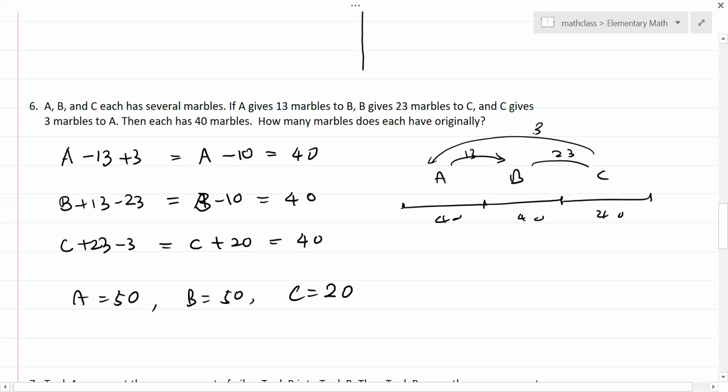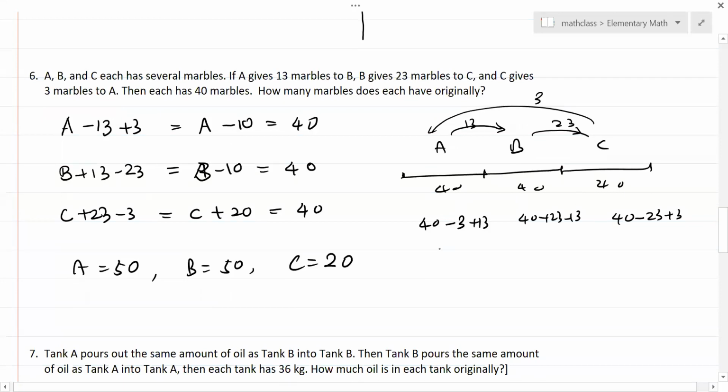Okay, that's the result. But if you want to reverse this procedure, for A you have 40, you have to give away 3 to C, and you get 13 back from B. Just reverse each procedure. For B, the 40 is actually, you have to get 23 back, but you also give 13 back to A. And for C, let's look at the picture. The 40 has to give back 23, but it also gets 3 back because you gave 3 to A. So that's why you can get the answer here. It's going to be 50, 50 and 20.